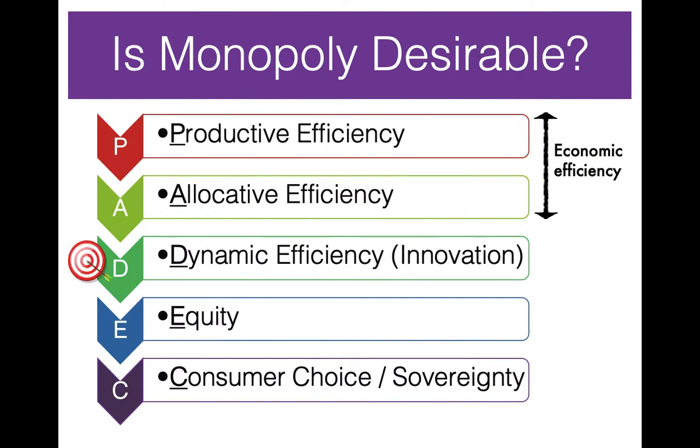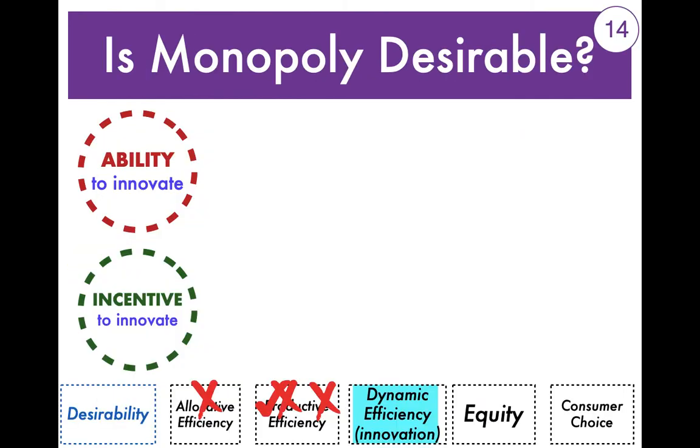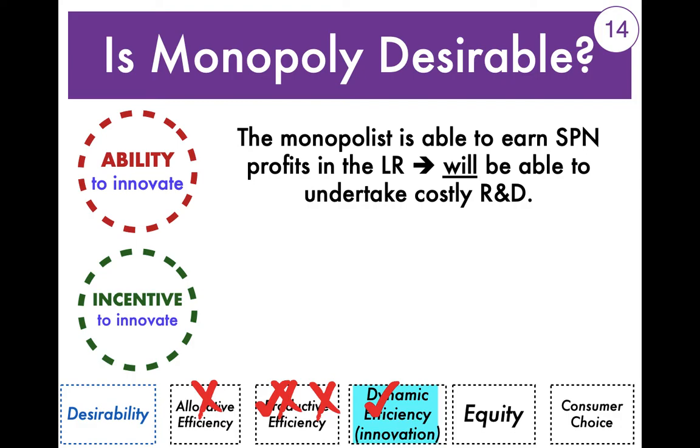Now let's move on to dynamic efficiency for the monopolist. In terms of ability and incentive to innovate, it definitely has the ability because it's able to earn supernormal profits in the long run and accumulate this supernormal profit and use that to fund its expensive research and development projects or any other non-price competition projects. So in terms of being tech progressive and technologically advanced, it definitely has the ability to do that and innovate.